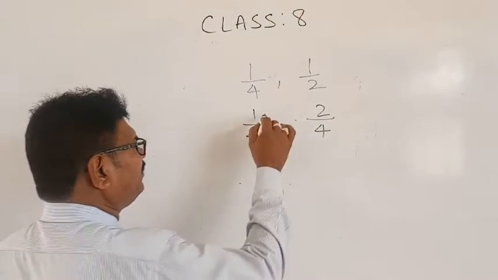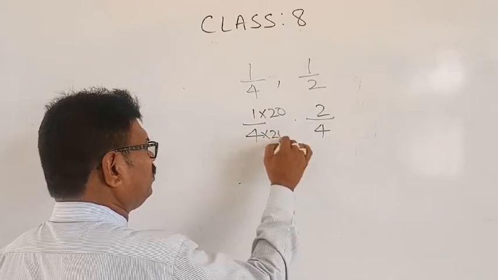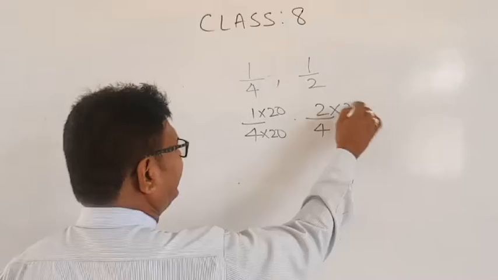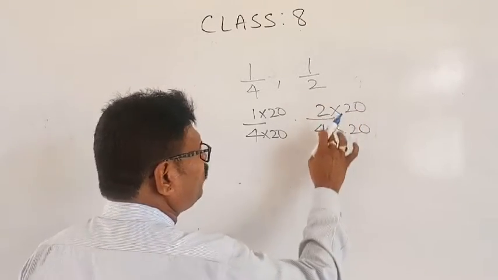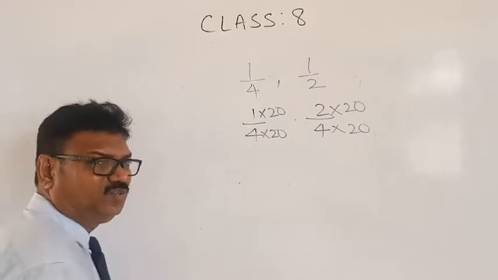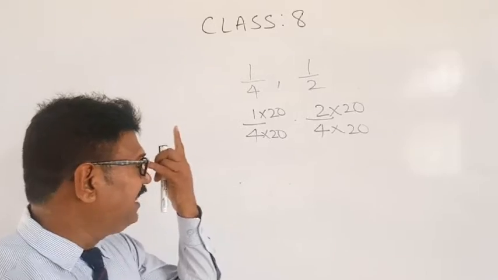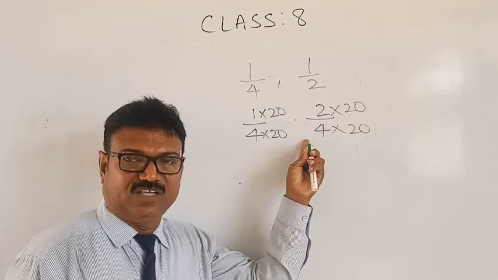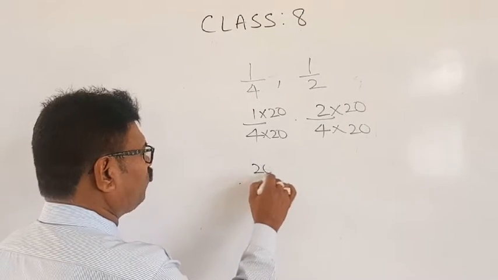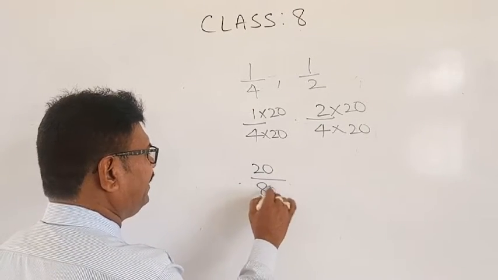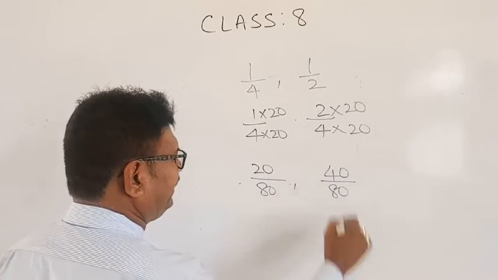So I will go with 20. Multiply and divide with the same number, because 20 cancels. 2 by 4 is nothing but 1 by 2 only. Whatever you multiply, the same thing should be multiplied in the denominator also to get the same answer. Okay na? Now what is there? 20 divided by 80, and second number 40 divided by 80.